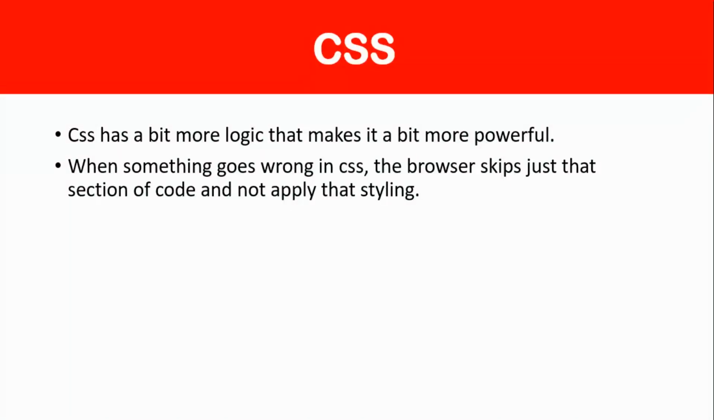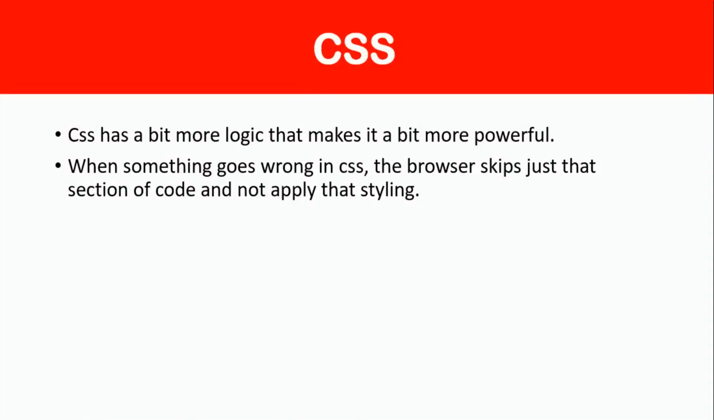And with CSS, when something goes wrong, it keeps just that part of the code that is wrong and continues. But in most cases, when you miss some important things like your curly braces, it affects to a great extent the outcome of your code, because it might affect most of your styling, thereby giving you an undesirable output. Both HTML and CSS are not programming languages.